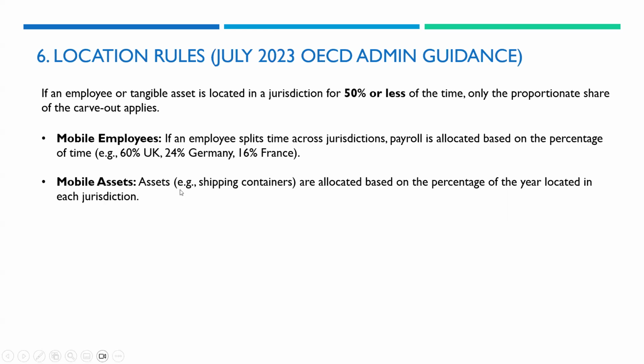Same with mobile assets also. It says shipping containers are allocated based on the percentage of the year located in each jurisdiction. So you should be in the jurisdiction, then only you will get it. It doesn't matter if you're Sharjah or Umm Al Quwain or Al Ain. Jurisdiction means you. Are you getting the location rules? It's a recent administrative guidance which is given.